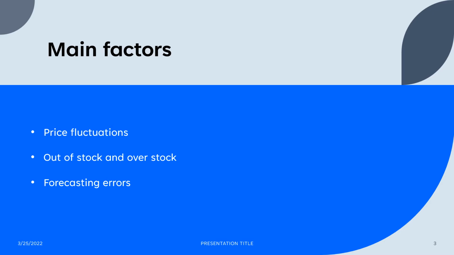This goes hand in hand with the next factor that I'm about to say, and as you can see, out of stock and overstock. So when there was more stock, the price would decrease, and when we were out of stock, the price would increase. This as well costing me more and increasing my cost exponentially.